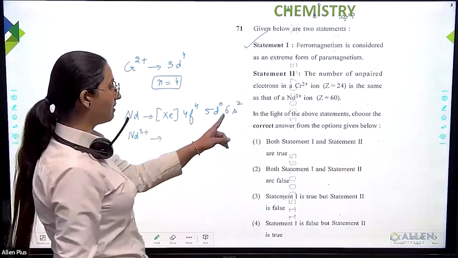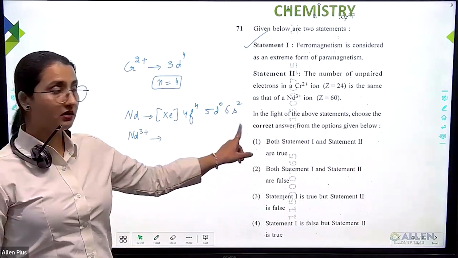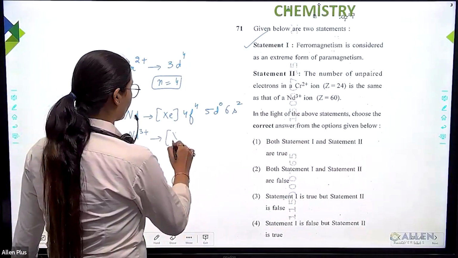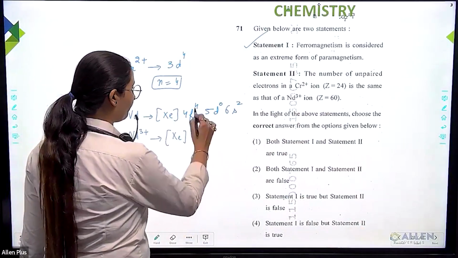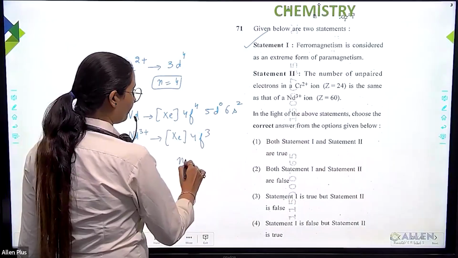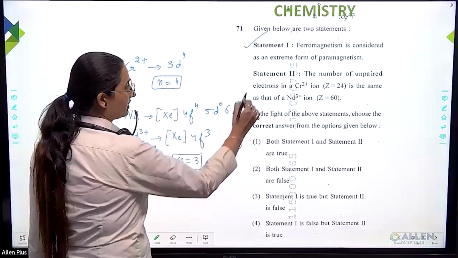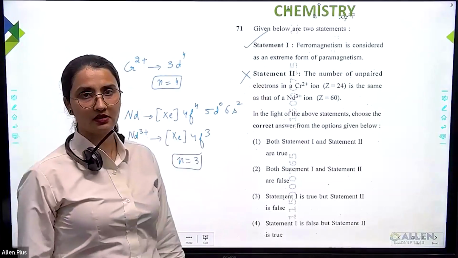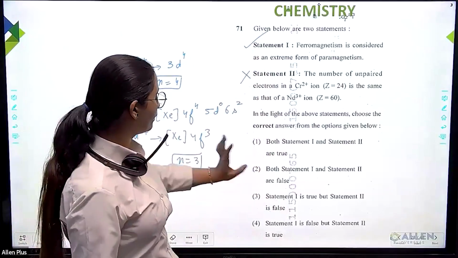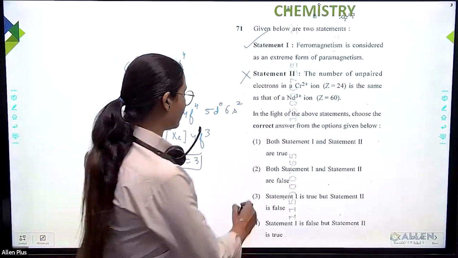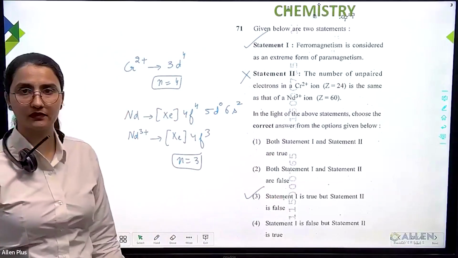Plus 3 means, students, 2 electrons from 6s gone, 1 from 4f gone. How many electrons left in 4f? 3. So the number of unpaired electrons is 3. This statement is wrong. So what's the answer? 1 correct, 1 true, second false.